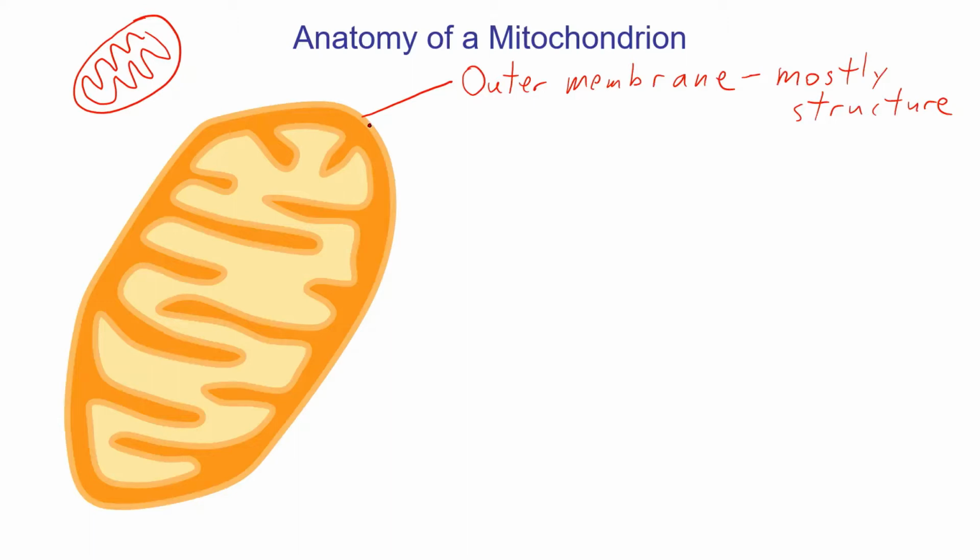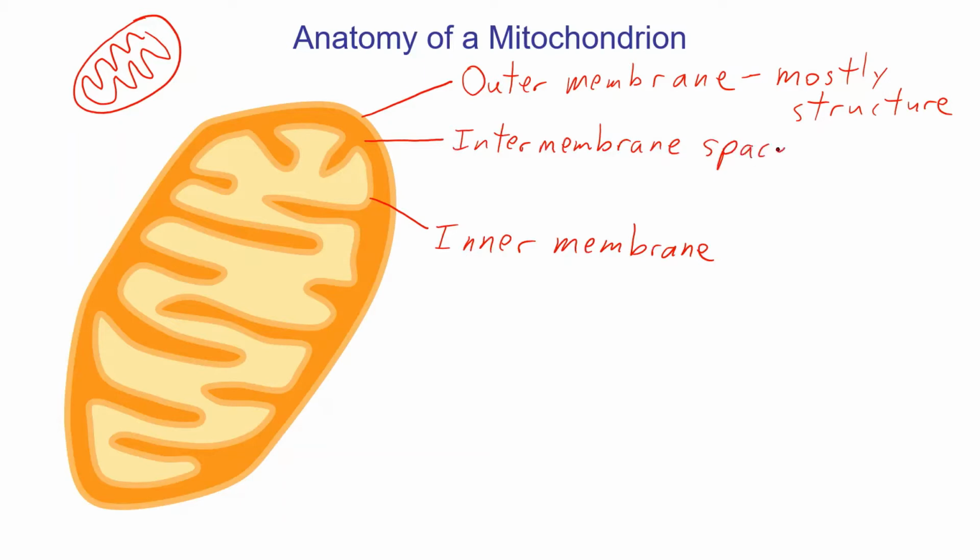So the in between there is something called the, let me just do a couple of labels. The other membrane is called the inner membrane. And in between is called the intermembrane space. Okay, I'll come back to that one in a moment.